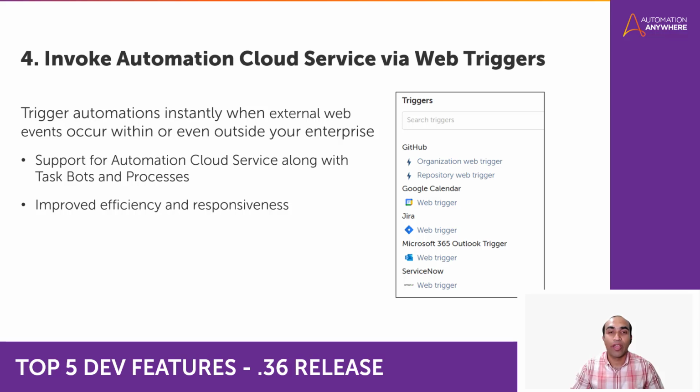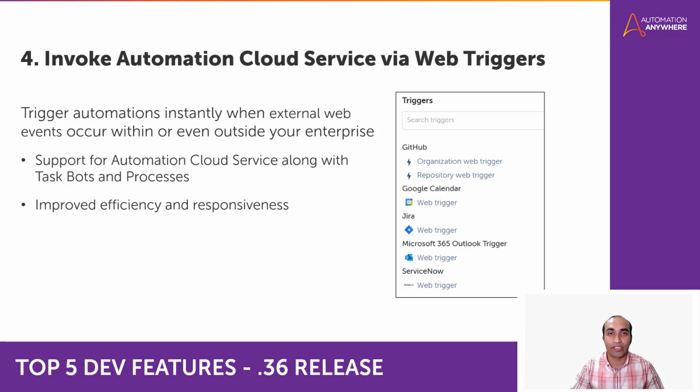Next one is number 4, Invoke Automation Cloud Service via web triggers. Starting with .35 release, you could trigger bot tasks and processes via web triggers. Now, with .36, you can also trigger Automation Cloud Service, that is API tasks, letting you run automations in real time based on events from popular SaaS applications. It currently supports 5 major platforms with more on the way, and helps you respond faster and boost efficiency across your operations.